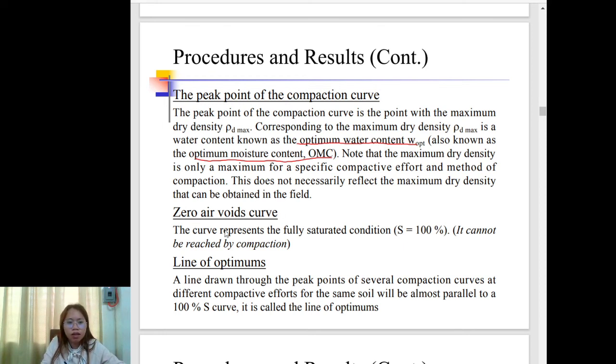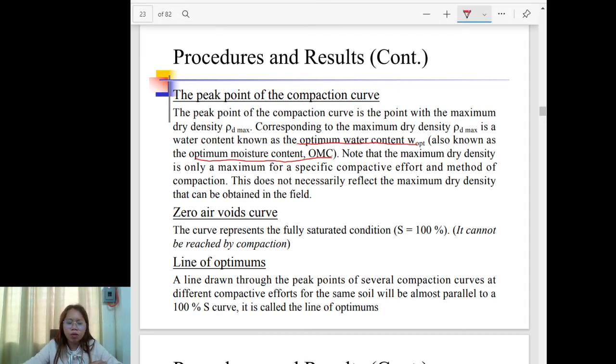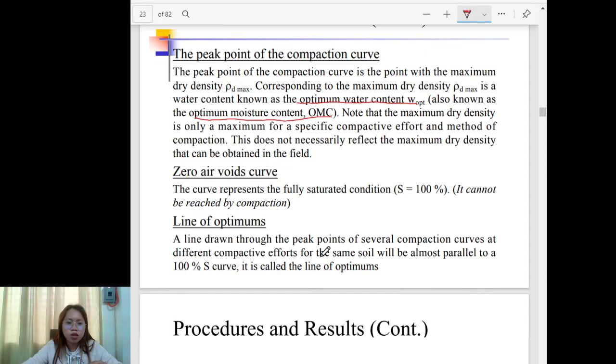So we have also the zero air voids curve. The curve represents the fully saturated condition, that is, the degree of saturation S is 100%. It cannot be reached by compaction. So the line of optimums, a line drawn through the peak points of the several compaction curves at different compactive efforts for the same soil, will be almost parallel to the 100% curve. It is called the line of optimums, or the line at which the maximum dry density is reached at the optimum moisture content.